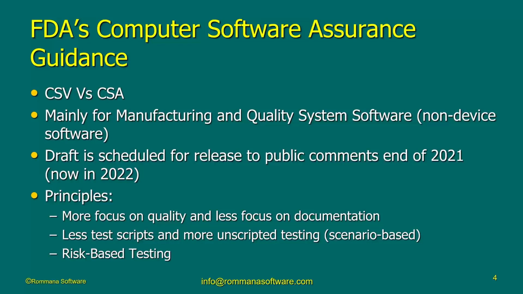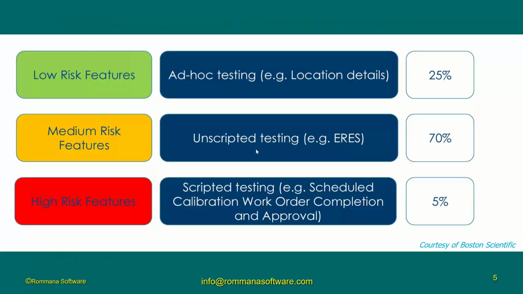And they want companies to focus so much on risk-based testing, which means not all features should be tested with the same level of rigor. Certain features that might have some impact on the patient need to be tested differently and more rigorously than other features that do not have impact on the patient.